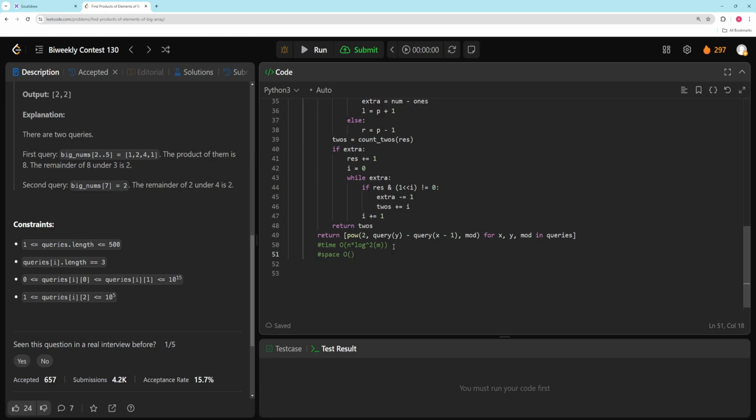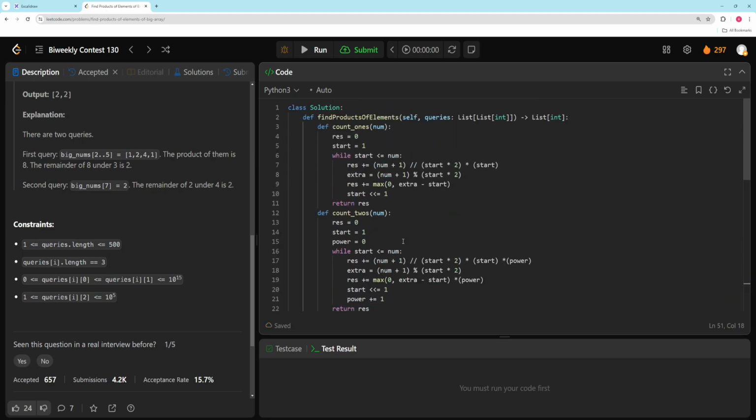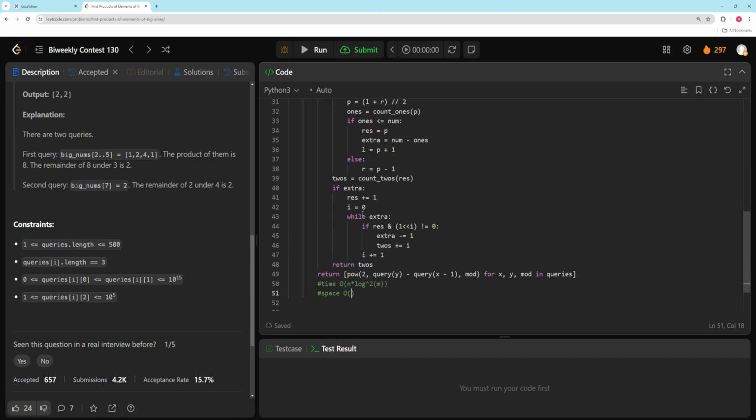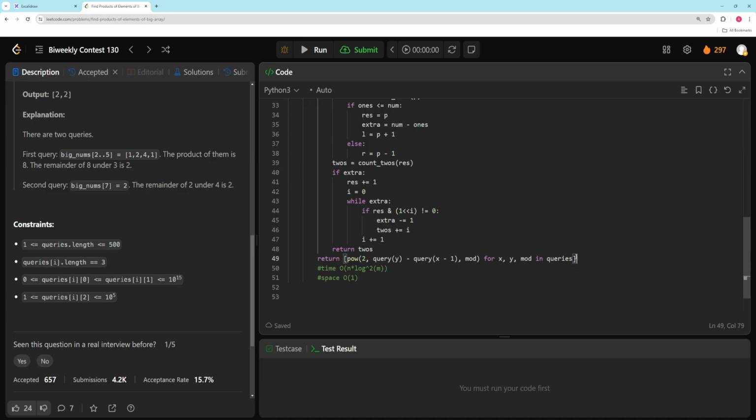And then space. Is this O(1)? I think we don't have anything extra. We just have variables. So yeah, I think this is just O(1). Maybe I've missed something, but yeah.